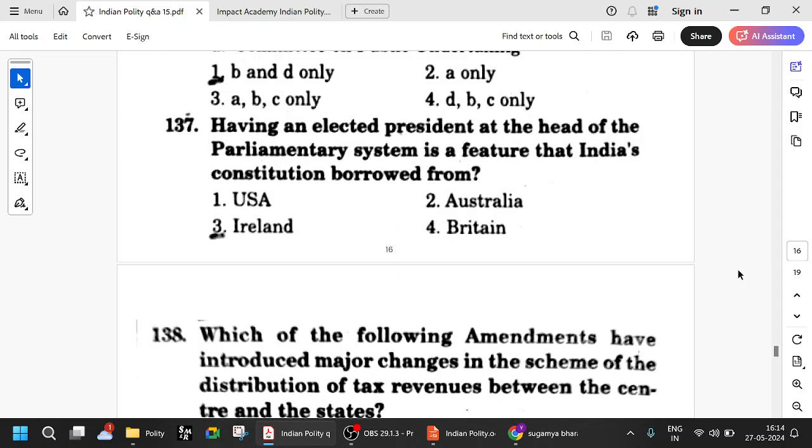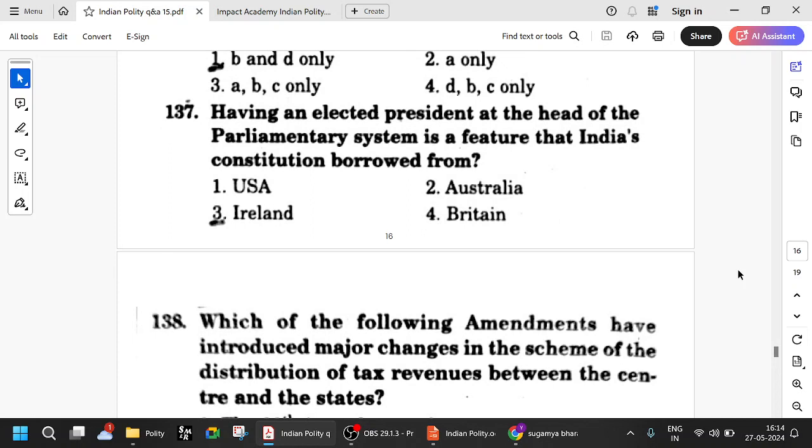So having an elected president at the head of the parliamentary system is a feature the constitution borrowed from Ireland. Okay.